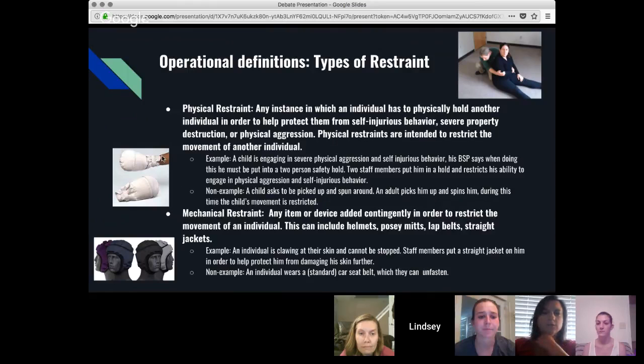Okay, go ahead. An example of this is an individual is clawing at their skin and cannot be stopped. Staff members put a straitjacket on him in order to help protect him from damaging his skin further. A non-example would be an individual wears a standard car seat belt, which they can unfasten.